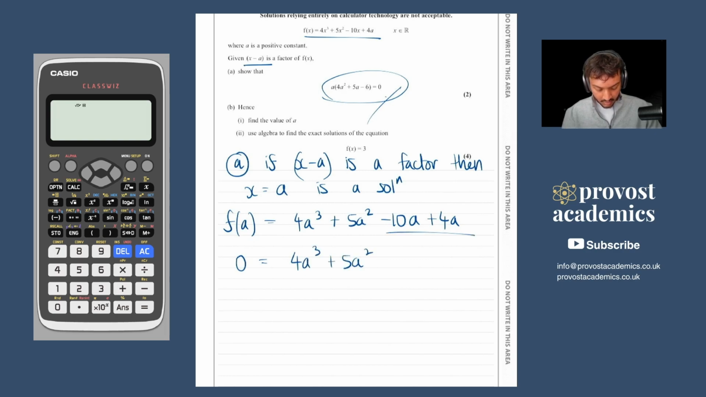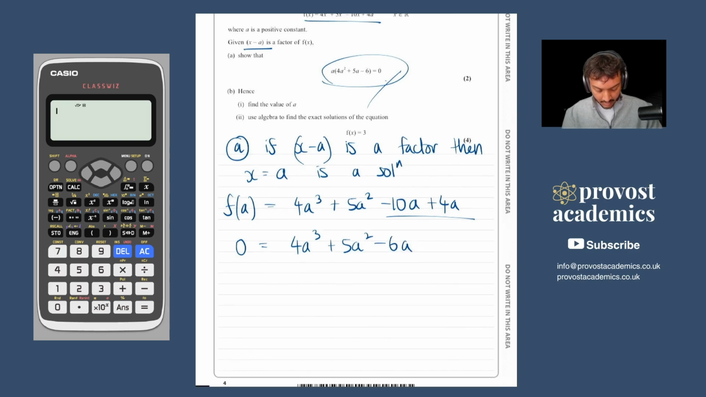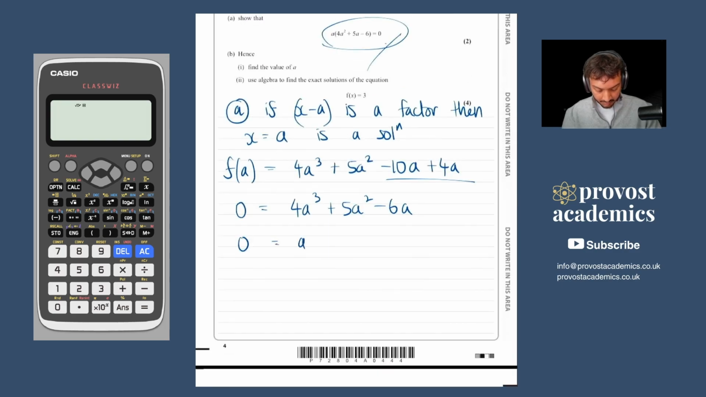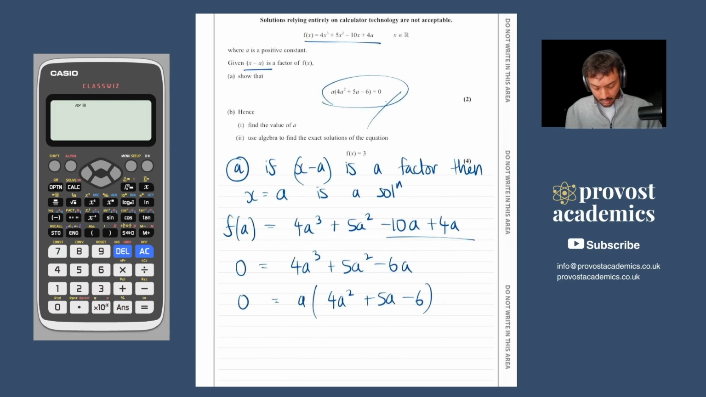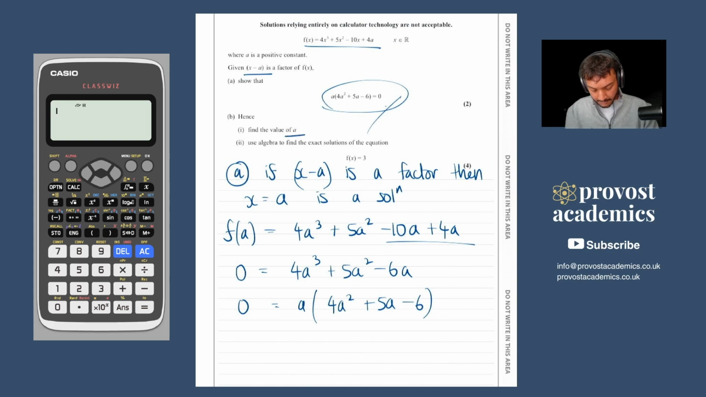This would give us minus 6a. And finally, I can take out a as a common factor. I get a(4a squared plus 5a minus 6). At this point, you can actually solve this quadratic using whatever you want, but I guess that will be part B. But for part A, we got exactly what they wanted us to show. So I can say QED. It's just a Latin way of saying you proved something. I actually can't remember what the whole thing is.